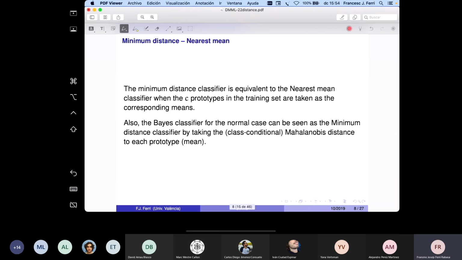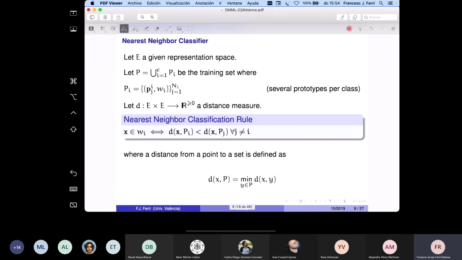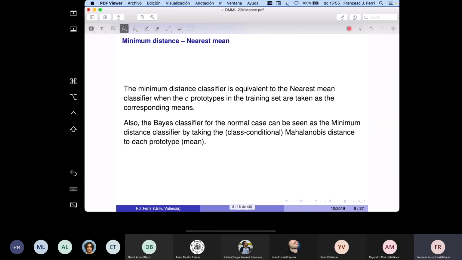In fact, the problem with this minimum distance classifier is that we usually have more than one example per class, and we only need one. What shall we do? Well, we can take a random one, or much better, we can take the mean as the representative. And then we have something very, very similar. This classifier is as simple and as bad as the linear classifier itself. Okay? So it's very, very simple. But anyway, it's the first step.